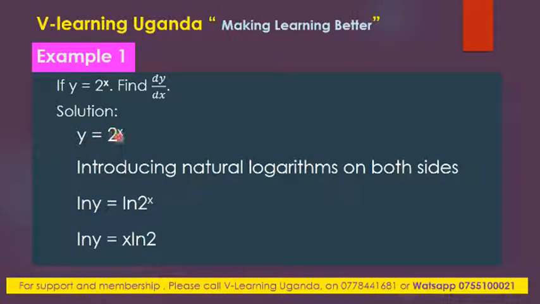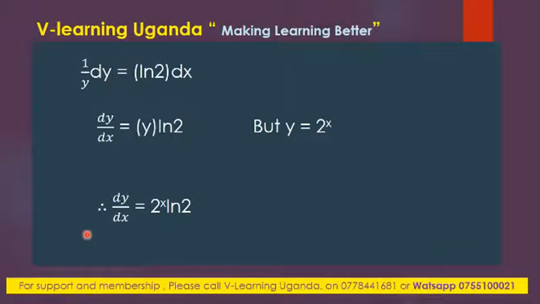So in our solution, y equals 2 power x. We shall introduce natural logarithms on both sides. Natural logarithm on both sides of y equals 2 power x. That will give us ln y equal to ln of 2 power x. Then ln y will equal x ln 2. We are employing the third law of logarithms, so the power x comes and pre-multiplies. So we have x ln 2.